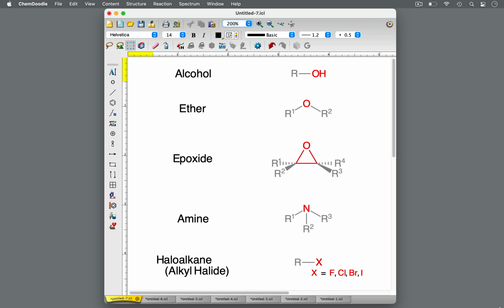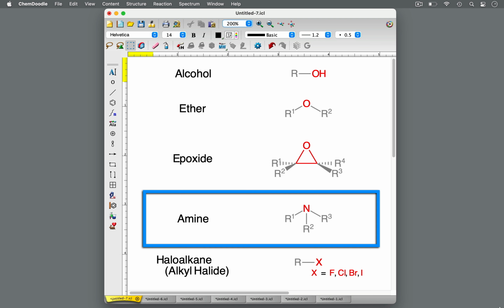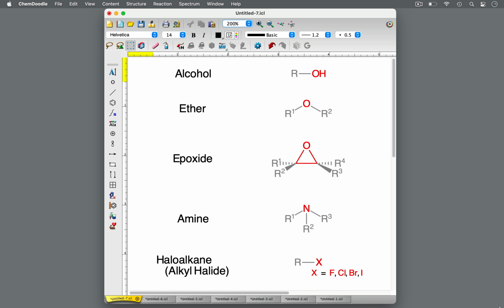You've learned that there are many basic functional groups simply with the addition of oxygen, nitrogen, or the halogens. Oxygen-containing functional groups include alcohols, ethers, and epoxides. Amines are made up of nitrogen, and haloalkanes consist of the halogens. Recognizing these functional groups will help you to understand a molecule's nomenclature and chemical behavior.